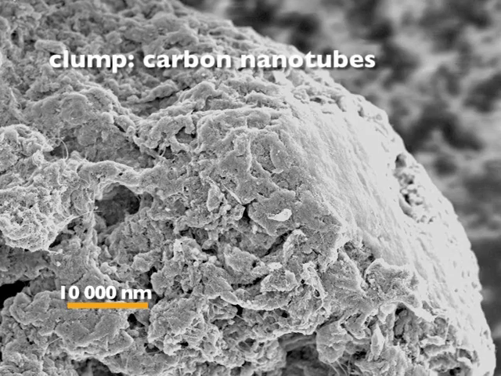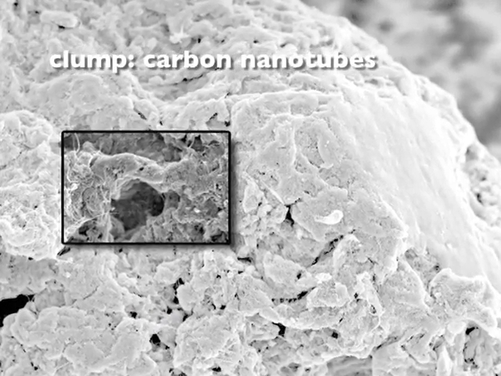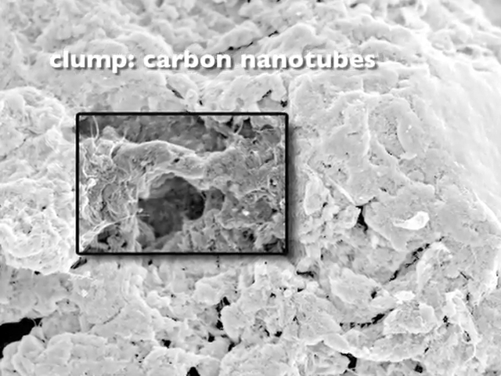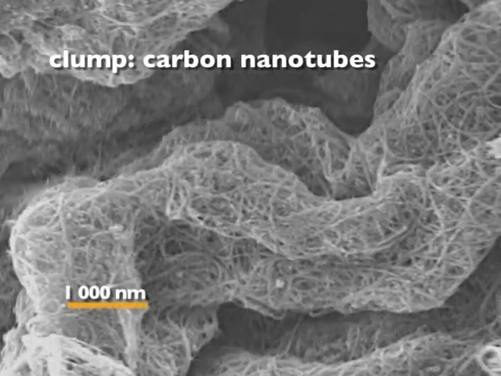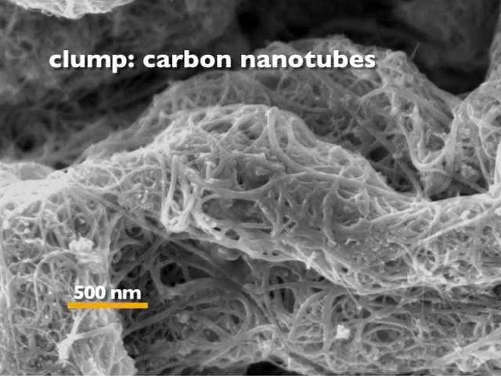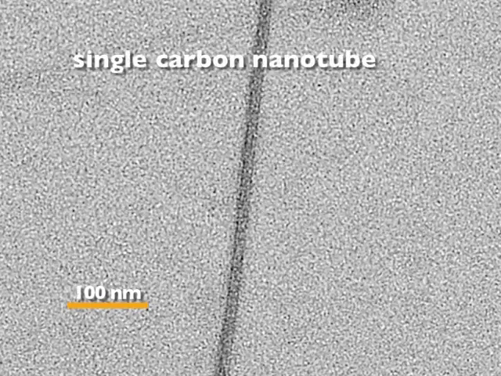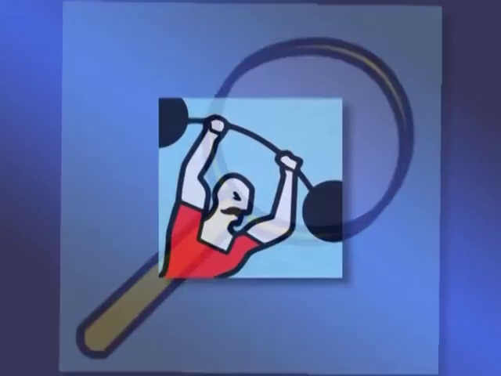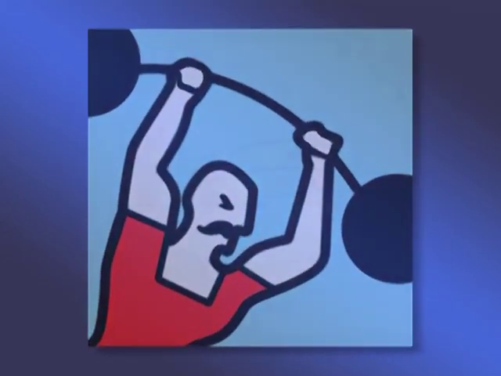What you're seeing here is a clump of countless carbon nanotubes. We can zoom in further and see more detail, but even these spaghetti-like strands are not single carbon nanotubes. Only at the highest possible magnification can we see an individual carbon nanotube. Not only are they super small, but they're also extremely strong and very light.